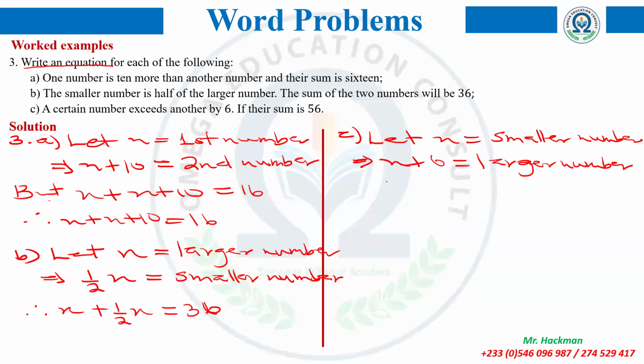But you know that the sum of these two numbers will give you 56. So I will say that therefore, my first number, which is x, plus my second number, which is x plus 6, should be equal to what? 56.